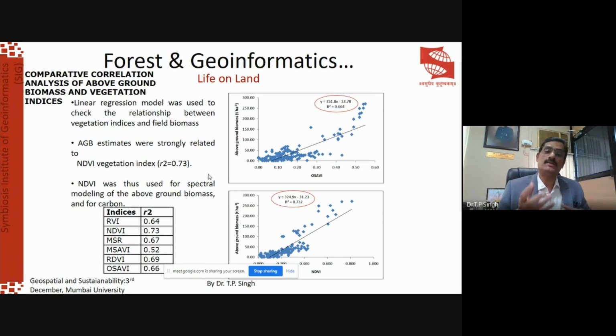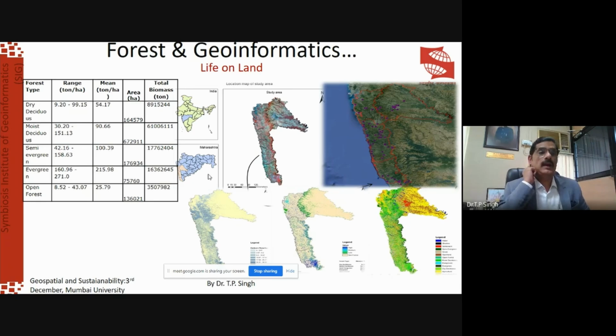Using this field data set and this R square, we modeled the total biomass of a particular area of Maharashtra. So we modeled it and found out how much biomass is there in the different forest types. If you look over here, these purple points are the points where we have laid down our plots in the Western Ghat region of Maharashtra, and those are the permanent points.